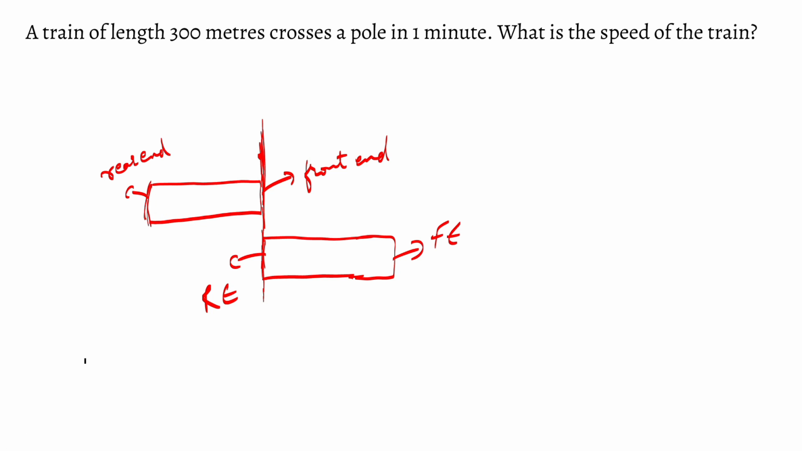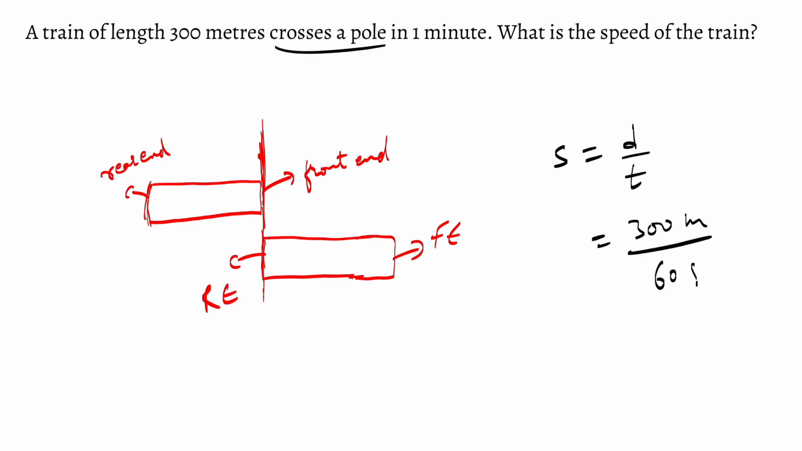Now let's solve this example. A train of length 300 meters crosses a pole in 1 minute. What is the speed of the train? As we know, when it crosses a pole, the distance is negligible, so the distance covered is equal to the length of the train. What is the relation? Speed is equal to distance by time. Distance is given, that is 300 meters, by time, which is 1 minute, that is 60 seconds. So this is 5 meters per second. This is the speed of the train.